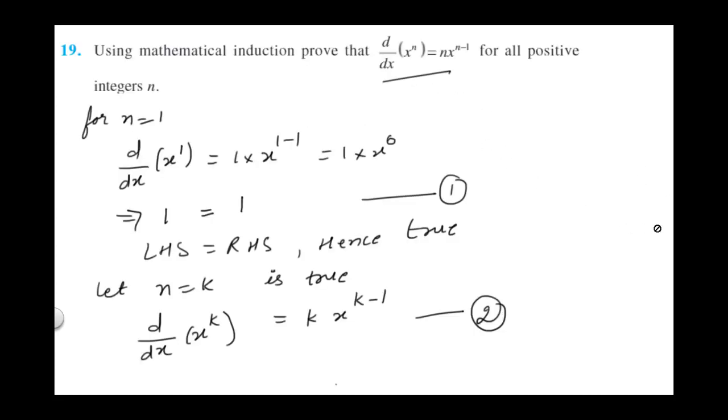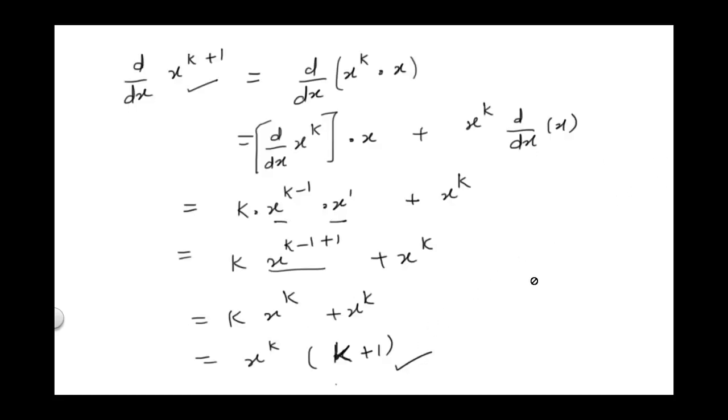just to see here, if here we put, right, what should we get? D by dx of x to the power k plus 1. What should we get as the answer? K plus 1 into x to the power k plus 1 minus 1, which is x to the power k only, and this is the only expression that we have got at last, right? Hence we have proved it using mathematical induction.